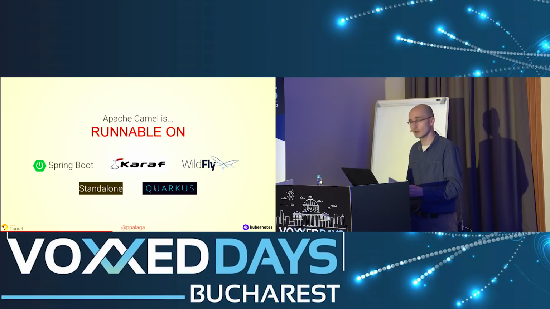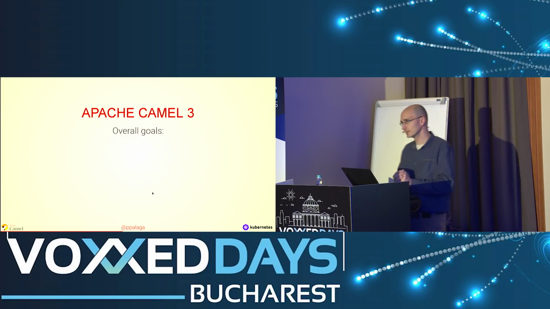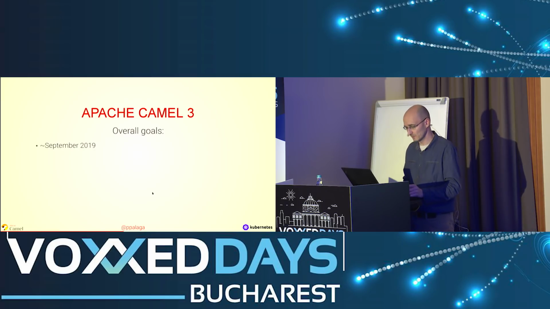And as you may have heard yesterday, there was a talk by me about Quarkus. It's a new platform for writing cloud-native, very fast and small applications. And there's some basic support for Camel there already. There's still heavy development happening in Apache Camel. Currently, the major version is 2, and version 3 is in the works. It's to be expected around September 2019.